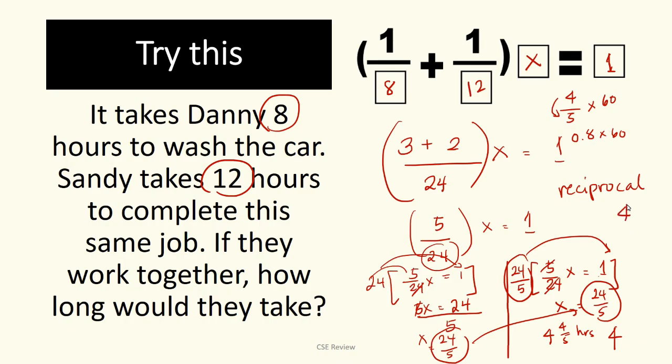Ganito yon. So, 4 over 5 is equal to blank over 60. So, sa 60 minutes, ilan yon? Ikot lang natin siya. You have 60 divided by 5. Okay? That is going to give you 12. Times 4, this is going to give you 48. So, the answer is 4 hours and 48 minutes.